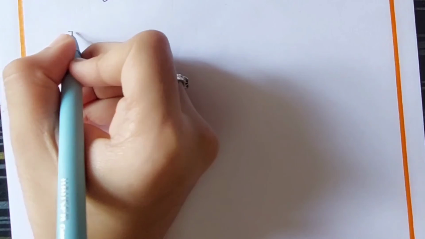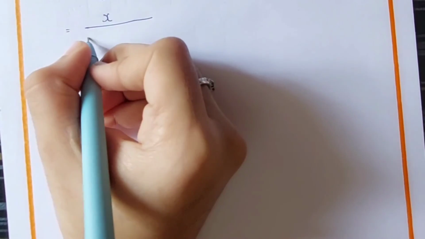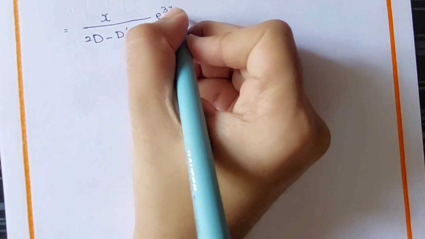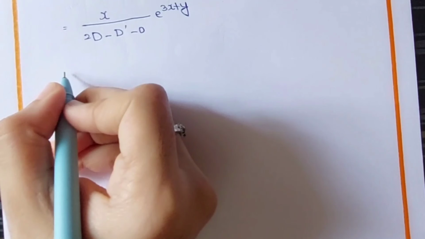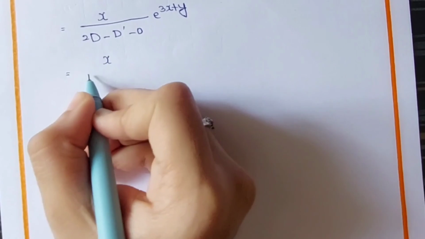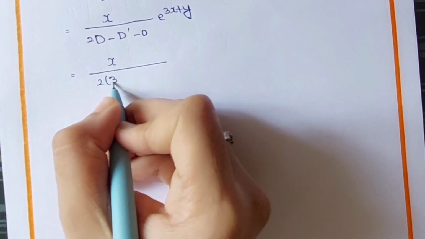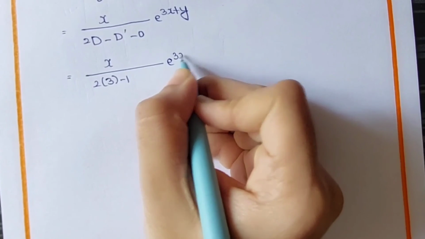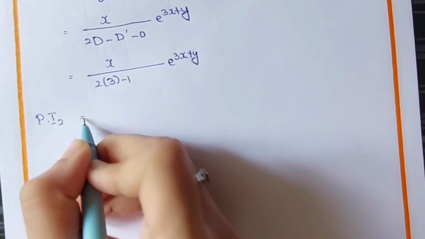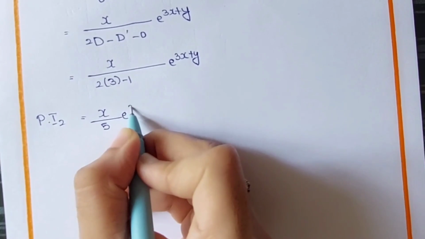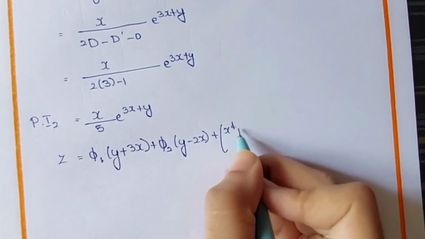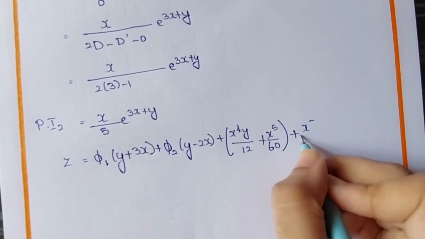So when we get 0 in the denominator, we will do the differentiation. So when you do differentiation, we get x by (2D minus D' minus 0) into e power 3x plus y. And again we have to replace D by 3 and D' by 1. So that we get x by (2 into 3 minus 1) into e power 3x plus y. And the final value of PI2 equal to x by 5 into e power 3x plus y. Finally, we have to write the complete solution equal to CF plus PI1 plus PI2.